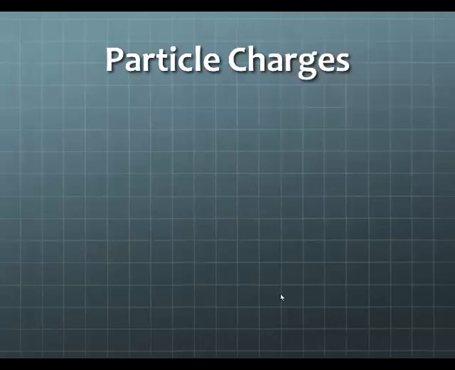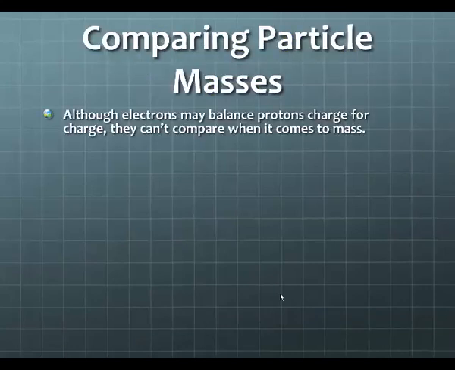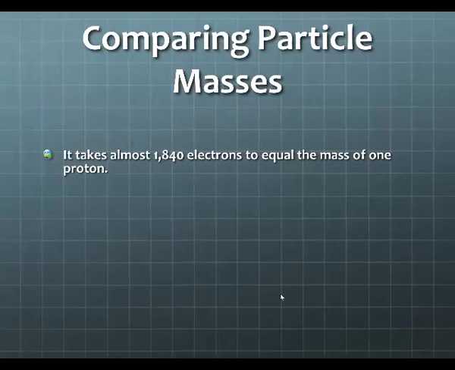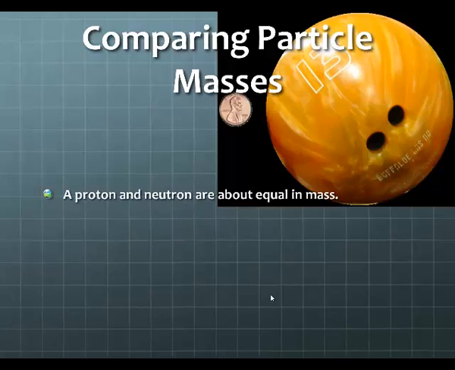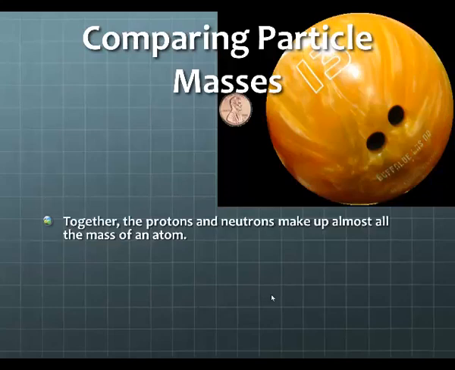Comparing particle masses. Although electrons may balance protons charge for charge, they can't compare when it comes to mass. It takes almost 1,840 electrons to equal the mass of one proton. That is equivalent to the difference between the size of a penny and the size of a bowling ball. A proton and neutron are about equal in mass. Together, the protons and neutrons make up almost all the mass of an atom.